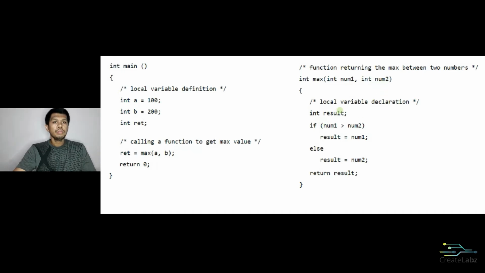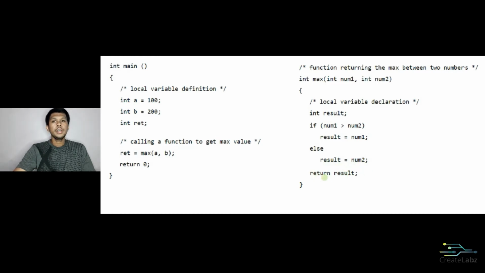Now int result, and then we have an if-else statement. If num1 is greater than num2, then result is equal to num1. Since num1 is 100 and num2 is 200, this condition is false because 100 is not greater than 200. The code execution will go to else. It will skip the if. So else result is equal to num2. It means that the value of result is 200.